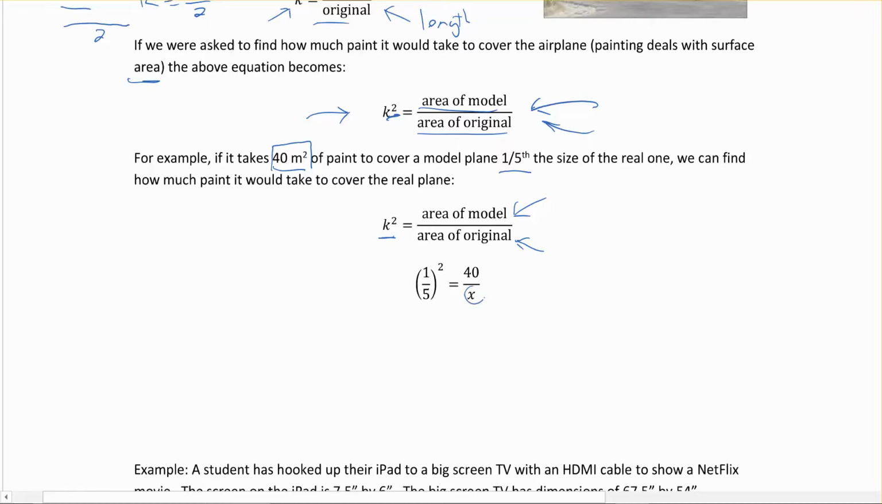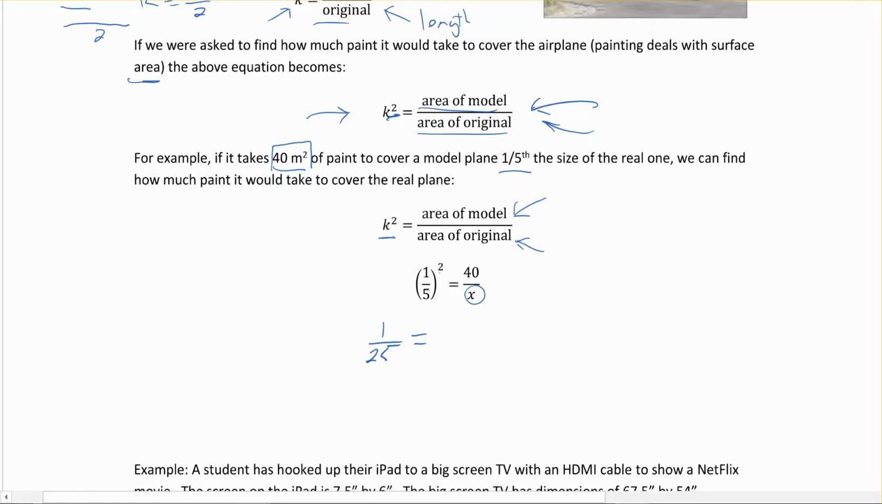So we're looking for the area of the original. Any idea how we would solve for X in this case? If not, I'll walk you through how to solve this. So this side is squared, right? So you go 1 squared and 5 squared. Everything inside those brackets gets squared, so 1 over 5 squared is 25.